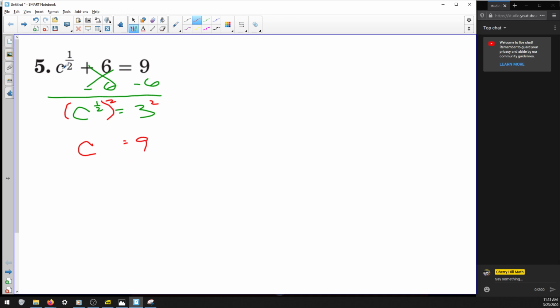square root of 9, so that's 3. 3 plus 6 does give me 9, right? So that is a good answer, okay? So are there any questions about just the concept of this?